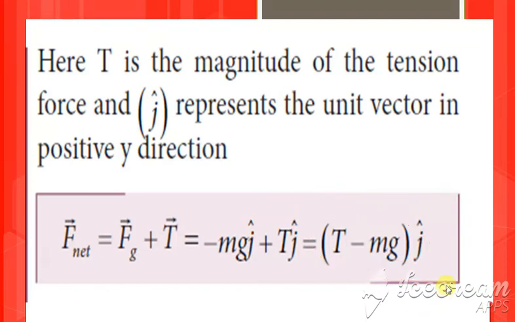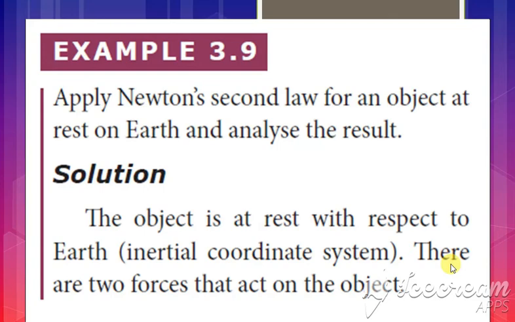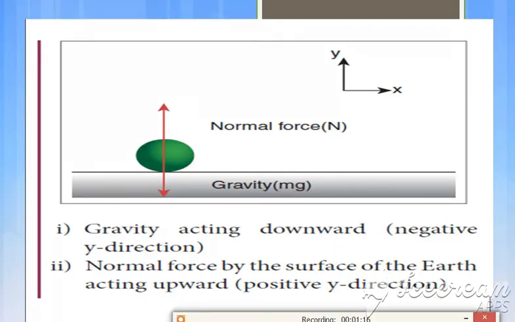In the same way we are going to see one more example, which is example 3.9. The question is: apply Newton's second law for an object which is at rest on the earth and analyze the result. So the object is resting. Since the object is resting, what are the forces acting on it? Generally when an object is at rest, upward it has a normal force and downward it has a gravitational force. Same way here also.